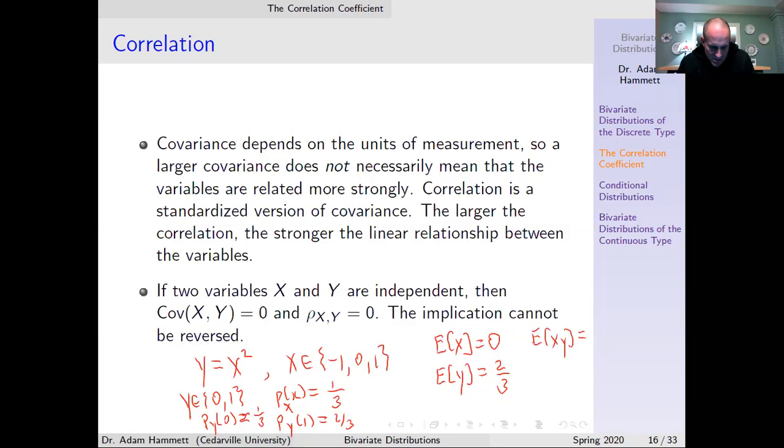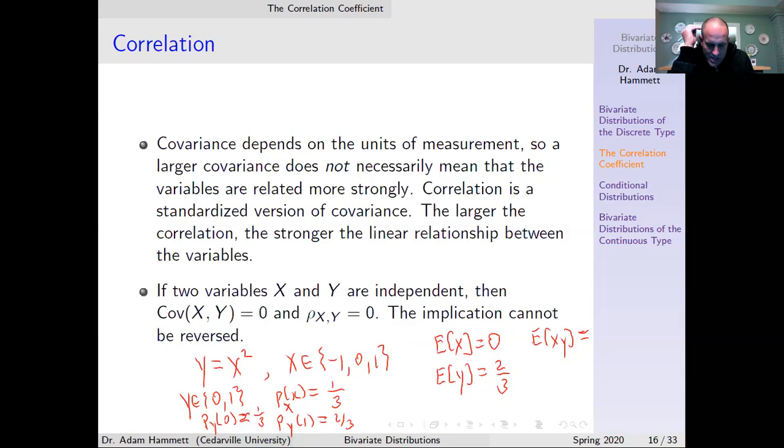Well, again, what is that going to be in this particular case? The expected value of XY, well, Y is equal to X squared. Let me erase this, sorry. Okay. Go back in here. What is the expected value of XY? Well, what are the possible outcomes that we could have here?